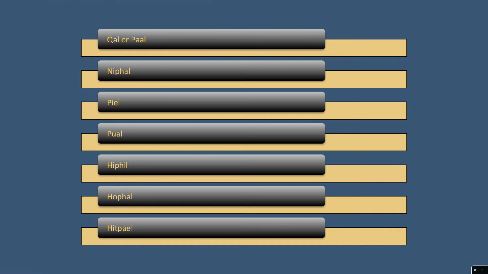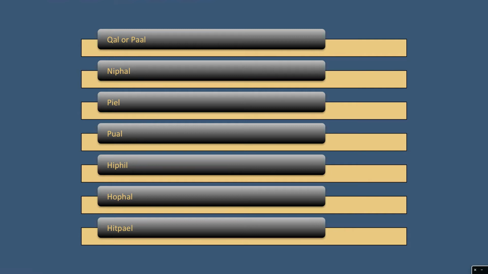So a classic example is if I say shavar, which is kal, shavar means he broke. If I change the vowel pattern and make it into shiber, we're still dealing with shin, bet, resh, but shiber means he shattered. So the difference between he broke and he shattered. Then the pual is simply the passive of the piel.